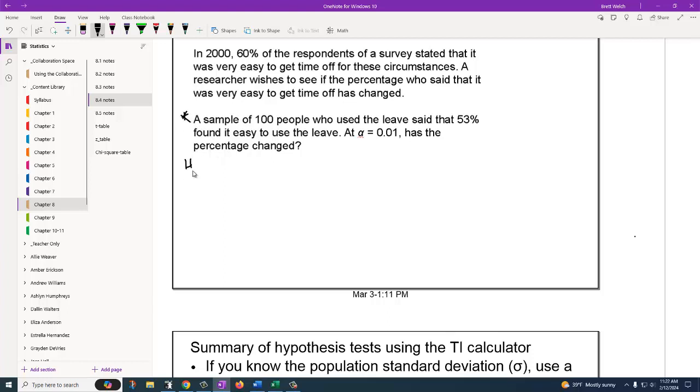So our null hypothesis has to come from something independent of the sample. Well, up here it says it was 60%. So I'm going to go ahead and say that p equals 0.6. My alternate hypothesis is something else.